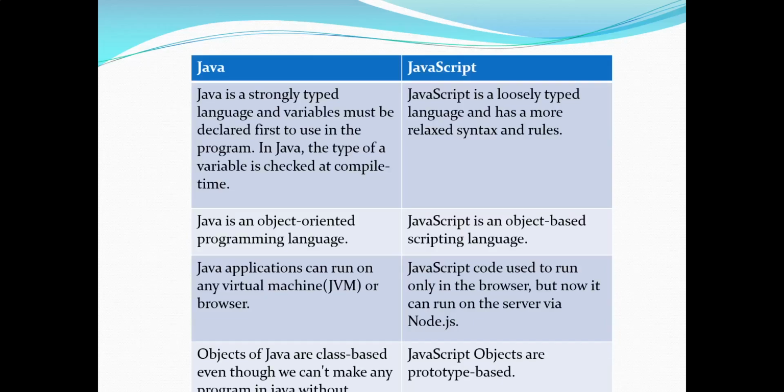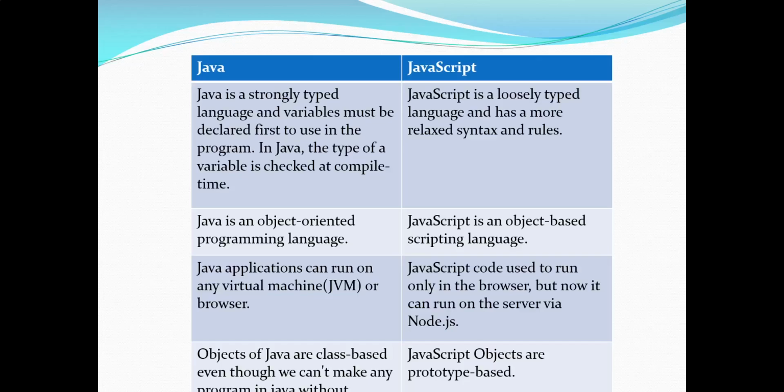Now in Java, you always have to declare first and then perform your program. In JavaScript, it is not like that. You don't need to define anything in the beginning to proceed with your program. Java is an object-oriented programming language, and JavaScript is an object-based scripting language. Next, Java applications can run on any virtual machine or browser. And JavaScript runs only on the browser, but now it can run on the server via Node.js.